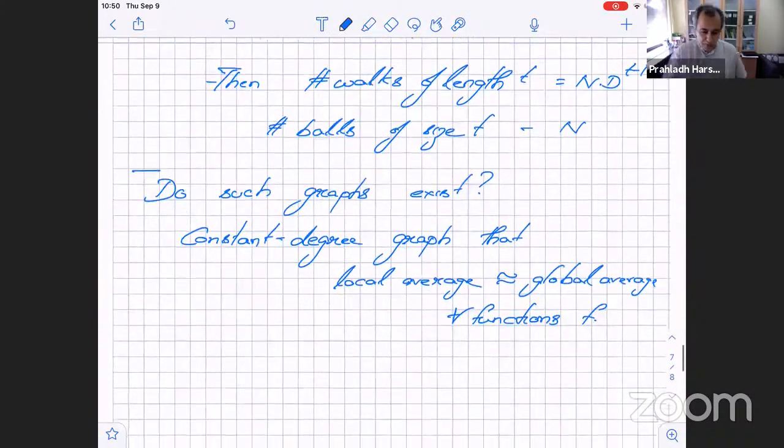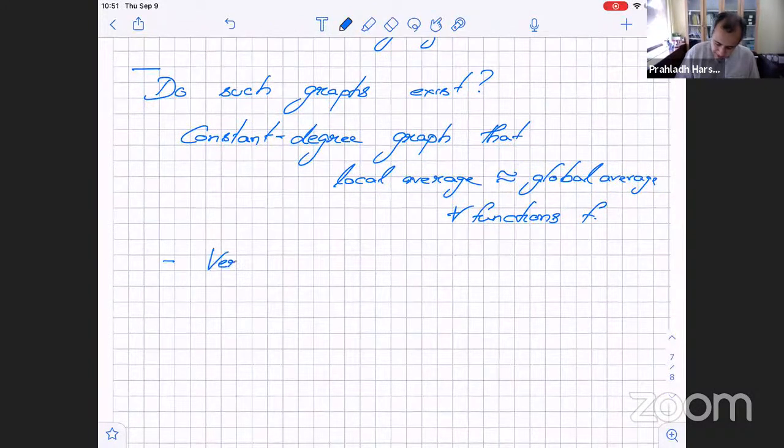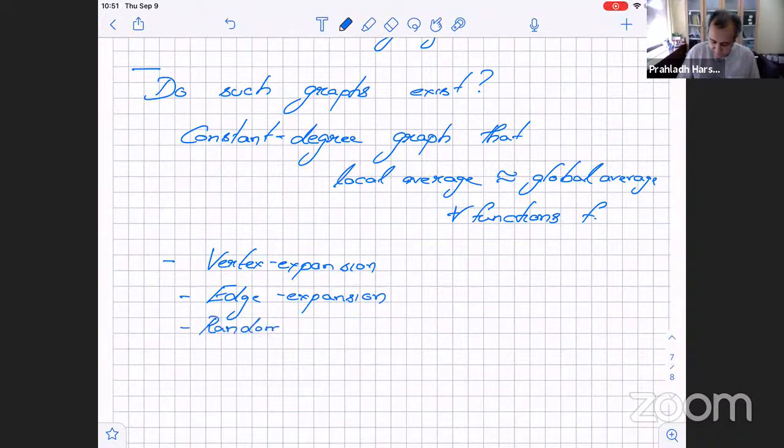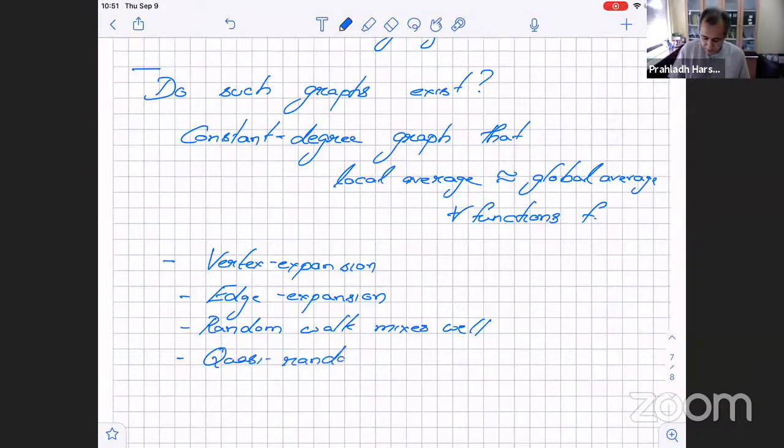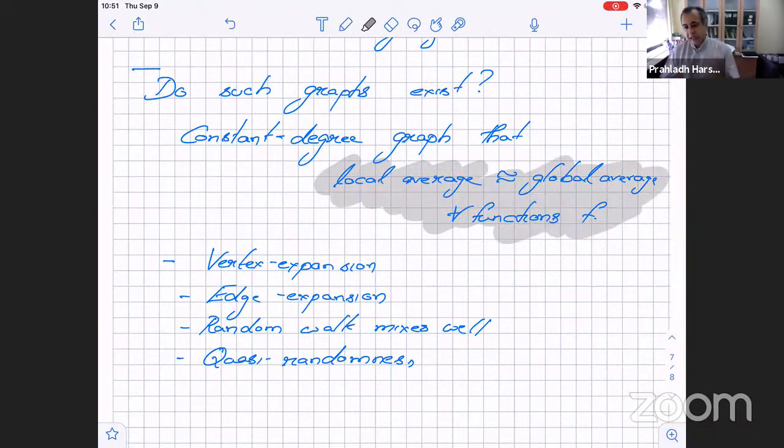There are various notions. There is, say, a graph as a vertex expander. I'll define some of these notions: vertex expansion, edge expansion. There are various attempts to define this. The random walk mixes well. This problem has appeared in multiple communities, and each community has tried to abstract this as a concrete property, or possibly random walk mixes well, or some notion of quasi-randomness in the graph. There have been various attempts to formalize this very vague statement. And strangely enough, all of these formalisms lead to the same object, which we're going to call expanders.